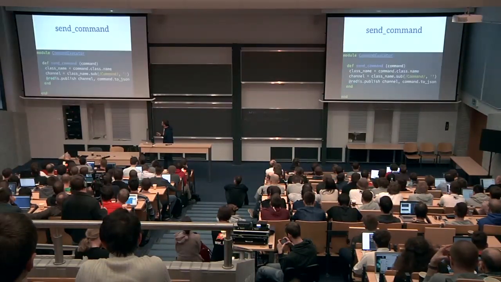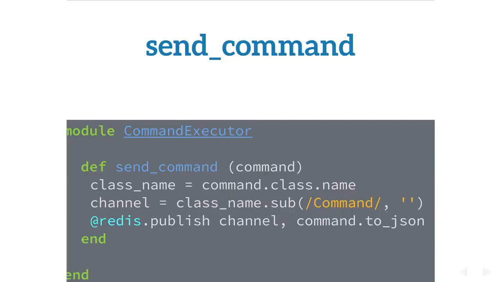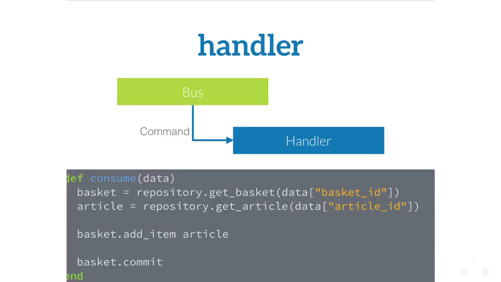The command executor is a send_command method that receives the command itself and sends it to Redis, using as a channel name the name of the class, the name of the command in this case, and the command data JSONified to communicate. So from here we go out of the Rails process and enter the back end. The bus delivers the message to the handler, and the handler consumes the message, the command.